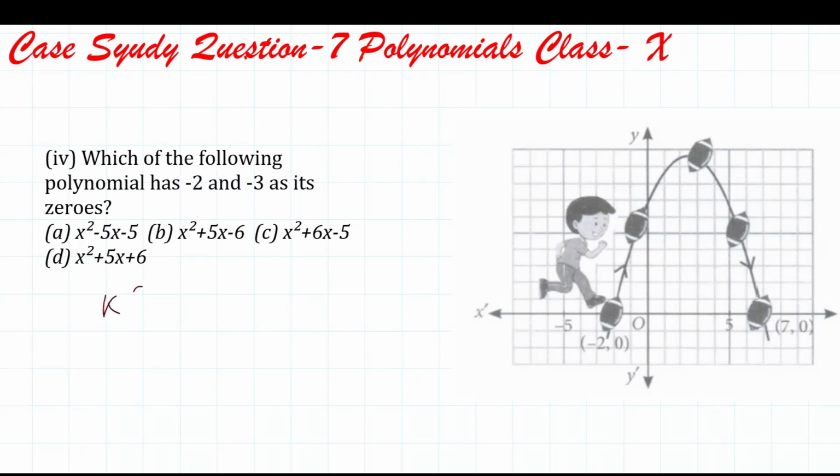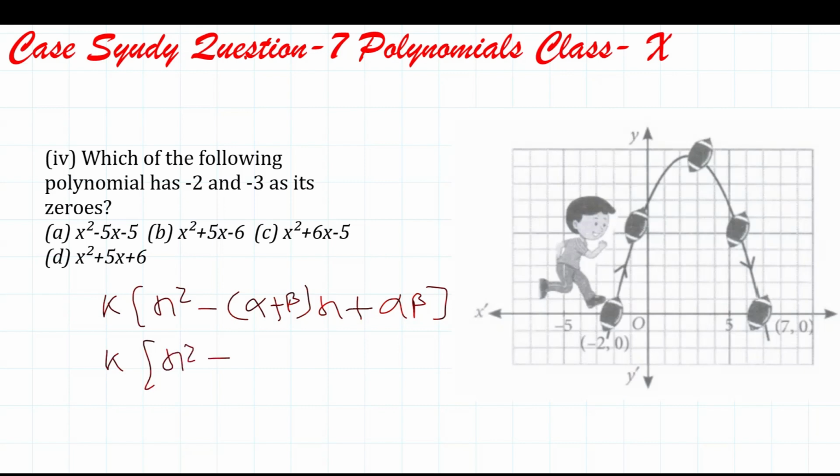So what is the rule? It is k times x square minus the sum of the zeros, where zeros are generally taken as alpha and beta, plus the product of the zeros, that is alpha into beta. Well, k is any real value as a constant. So x square minus the sum of the zeros. What is the sum of these two zeros? It is -5, right? So sum of the zeros is -5, times x.